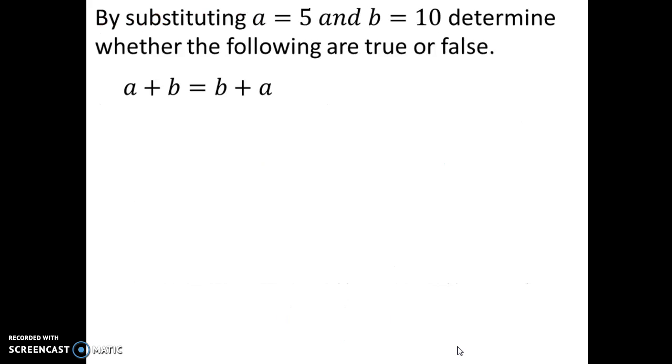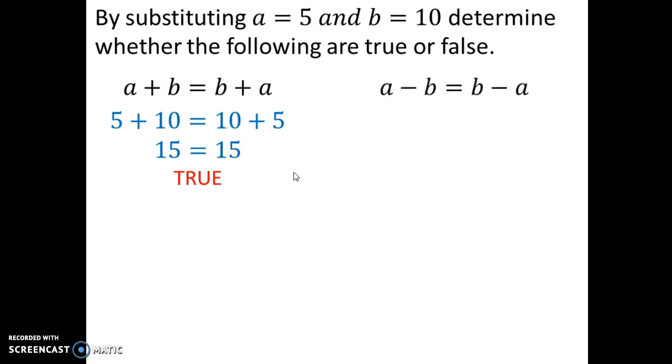So if we were to substitute in a equaling 5 and b equaling 10, let's see if this is true. So I would now have 5 for my a value on both sides and 10 for my b value. So on this left hand side I get 15, and on my right hand side I get 15. So what this is saying is basically whenever I have any numbers at all, if I reverse the order, it still gives me the same value. So we would say it's true.